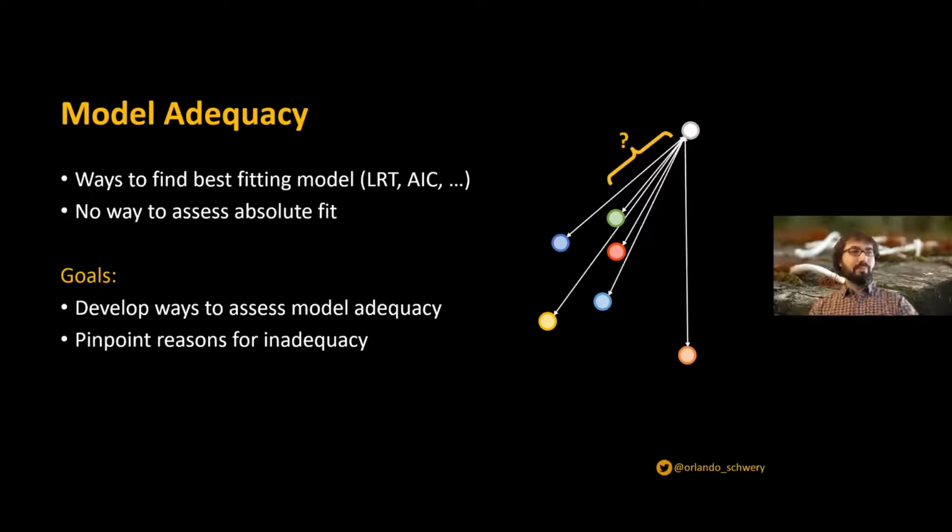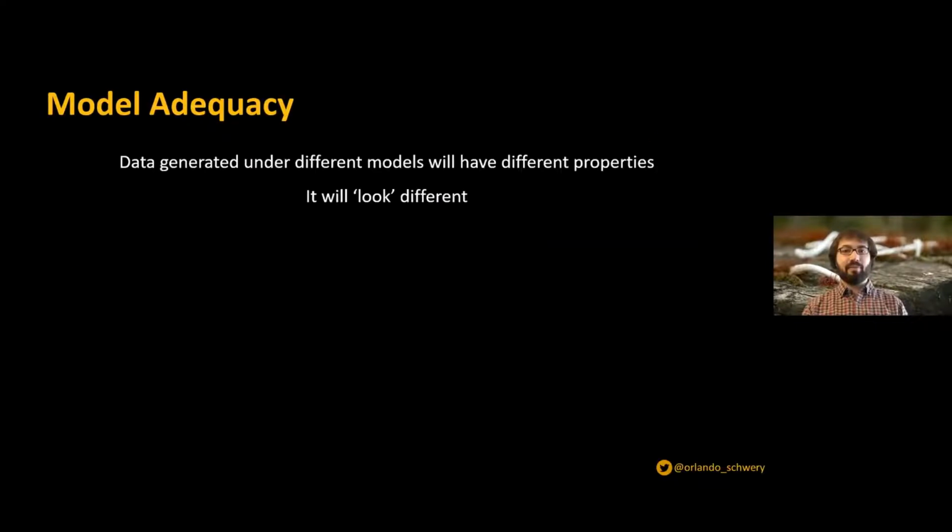So the goal overall of my work, which is still preliminary, a project where I'm about two thirds in, is to develop a model adequacy approach for diversification models that also allows us to pinpoint in which way a model is not adequate for the data that we're trying to analyze.